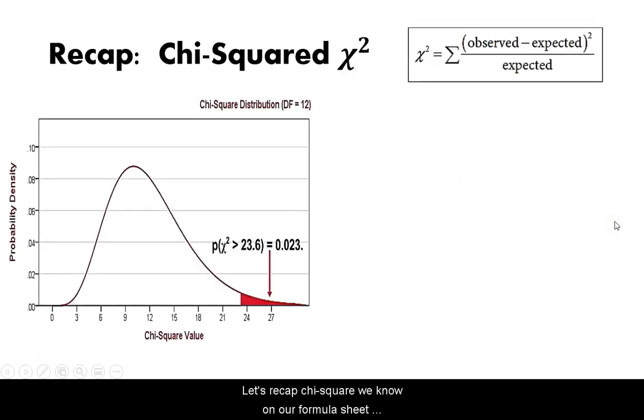First thing, let's recap chi-squared. We know on our formula sheet for AP statistics, we have that chi-squared is what we get when we take our observed values minus our expected values. We square that difference, which makes all of our differences a positive value. And then we divide by the expected number. If you add up each one of those for each of your values, you get a chi-squared value.